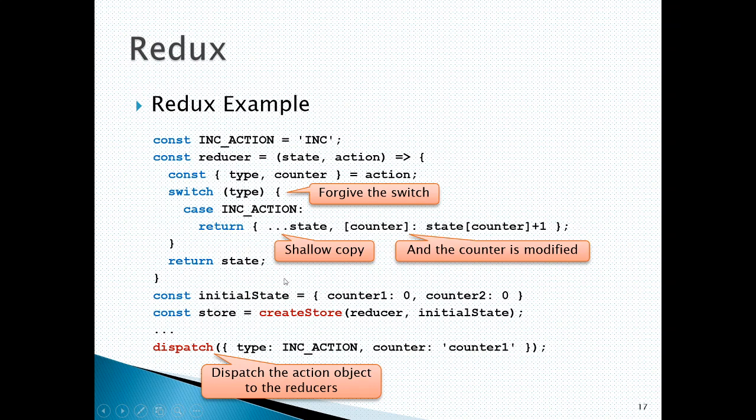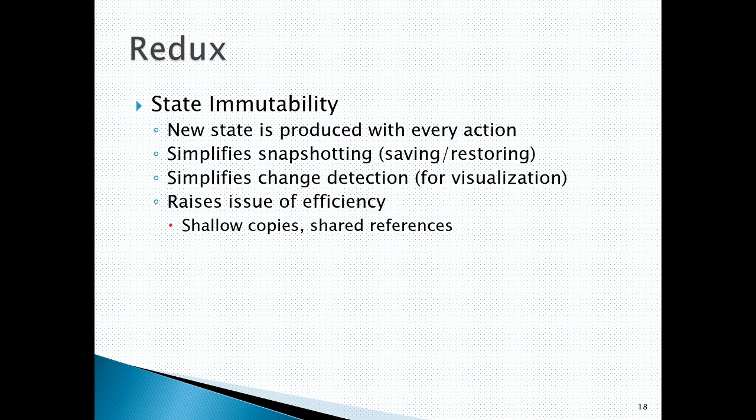Initial state: counter 1 is 0, counter 2 is 0. We are creating the store with the reducer. A store always comes with the initial state and a reducer function. And then we are dispatching an action, and that action is the increment action. Whenever the increment action comes to the reducer, it will increment a counter and pass us the new value. This is a simple example of Redux. We will see a step-by-step implementation of Redux also.